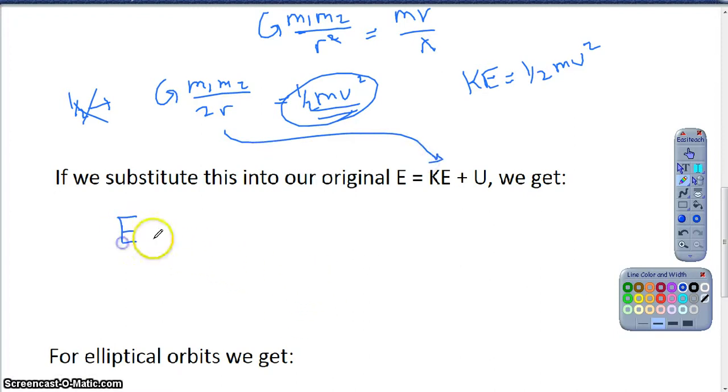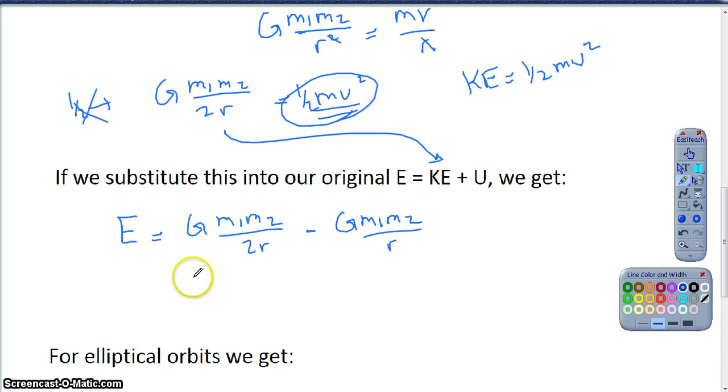Well, again, the total energy of the system would equal the kinetic energy, which we just said is G m1 m2 over 2r, plus the potential energy, but keep in mind we just defined the potential energy as negative G m1 m2 over r, right? So if I do just a little bit of combining like terms here, first thing I've got to do is get a common denominator, so I'm going to multiply the top and the bottom of this fraction by 2, and then I'm going to find that my total energy equals negative G m1 m2 over 2r, right?